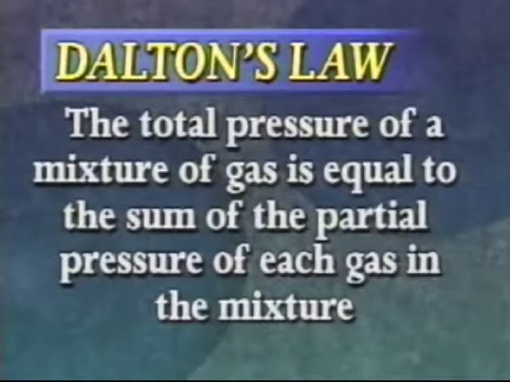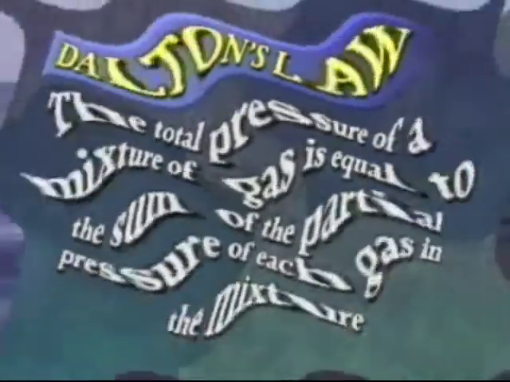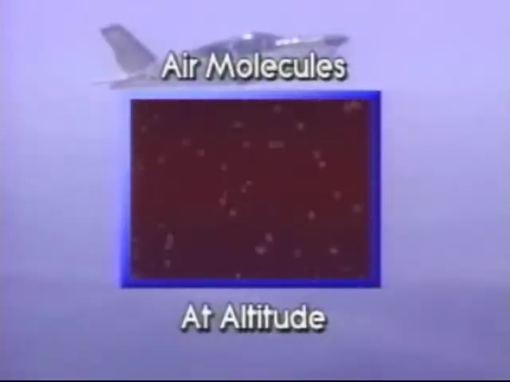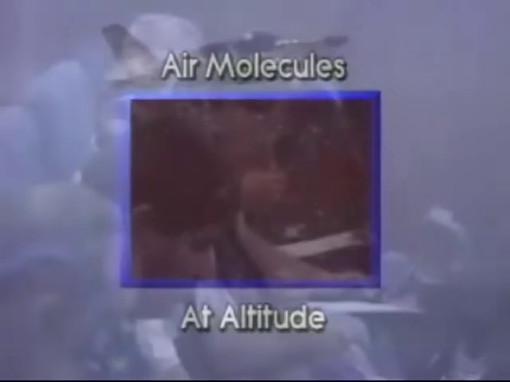Dalton's law tells us that the total pressure of a mixture of gas is equal to the sum of the partial pressure of each gas in the mixture. As we ascend to altitude, the total atmospheric pressure will decrease because the partial pressure of the individual gases decreases. Remember, the percentage of oxygen at altitude does not change, but the partial pressure does. This decrease means less usable oxygen, which causes hypoxia. Hypoxia will be discussed in a later section.